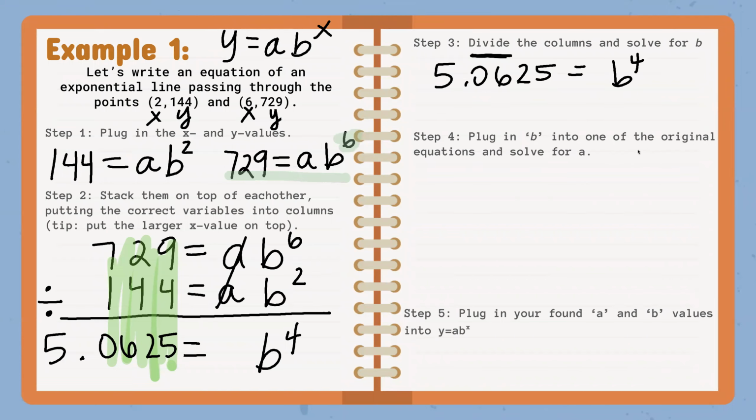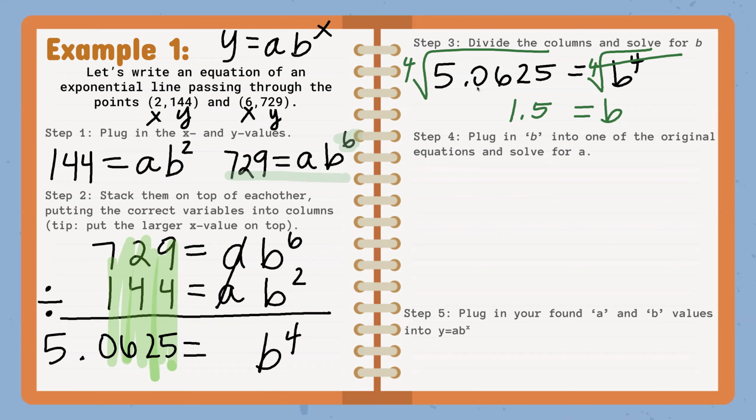From here, hopefully we've gotten more comfortable with solving for b. If b is to the fourth power, I'm going to take the fourth root of both sides. That will reduce to just b. If I put the fourth root of 5.0625 into the calculator, I get the answer 1.5. That's how I solved for b.